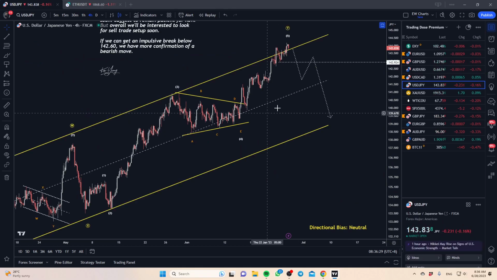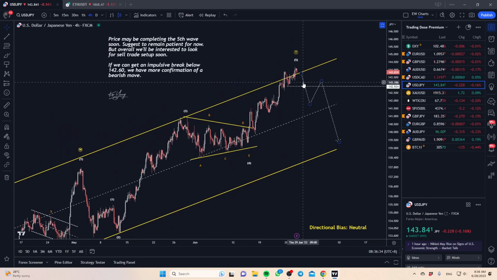Then we have the dollar yen. Dollar yen here is potentially setting up a sell soon, but just be a bit more patient. What you're seeing here is a mini double top, or you can call it a wedge diagonal structure at the top of the channel. So I'm waiting for an impulsive break below this low at 142.90. And if we can get an impulsive break below that, any form of a pullback correction can be seen as a sell trade.